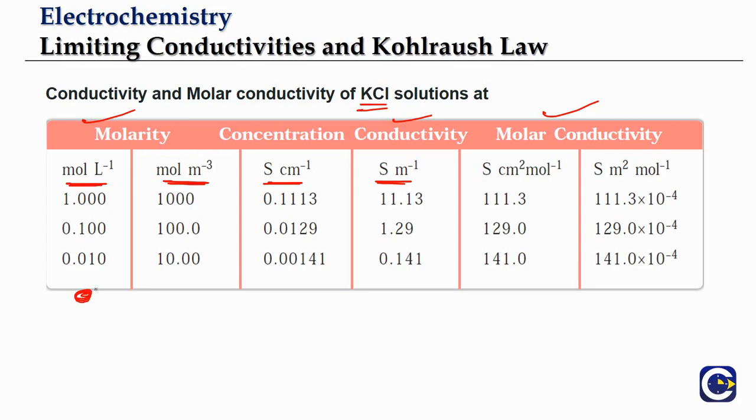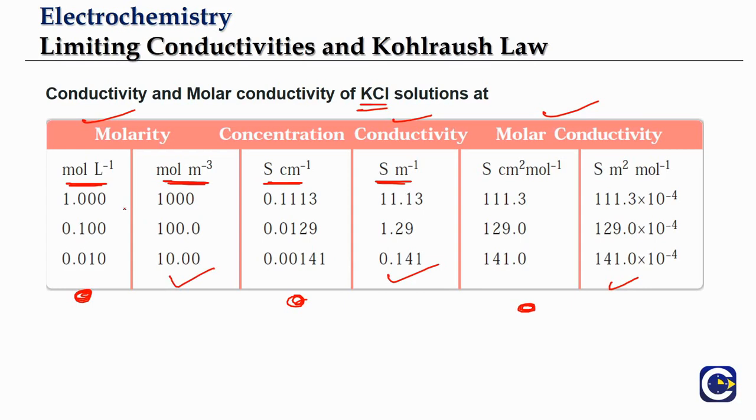These are the units that we are generally following. Molarity, we are using mole per liter. Conductivity, we are using Siemens per centimeter. Molar conductivity, we are using Siemens centimeter square per mole. So we'll just try to look at it. The other 3 data points are basically the unit conversions.